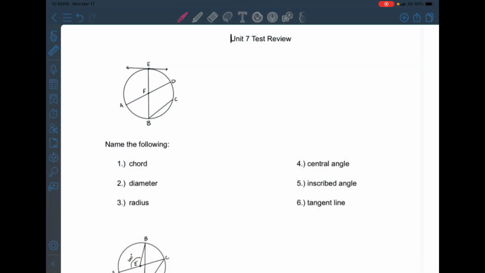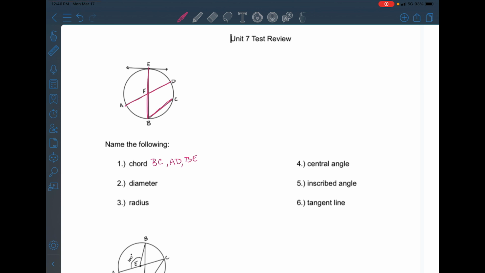In this video, we'll be going over the test review that you worked in class and that I went over in class. So the first one says, name the following. We're going to use this circle diagram at the top, and we're going to name a chord. There's a couple of chords here. BC is one. Also AD, even though it is a diameter, is one. And EB is one, or BE, as long as both ends touch the circle.